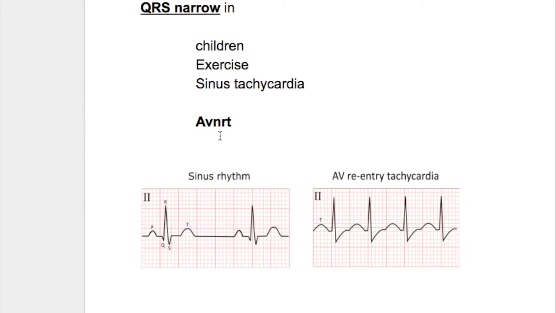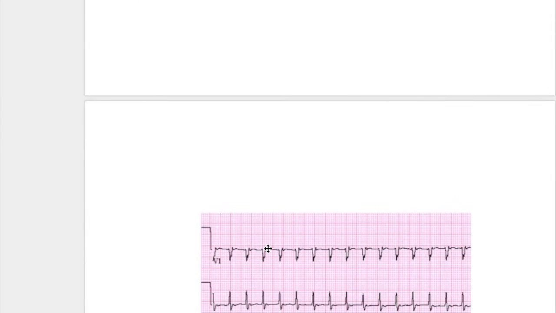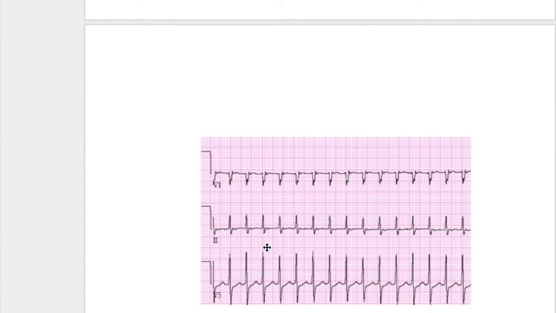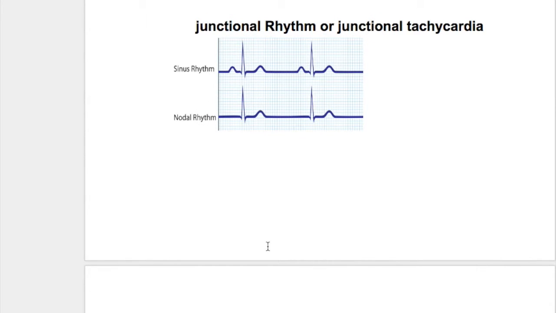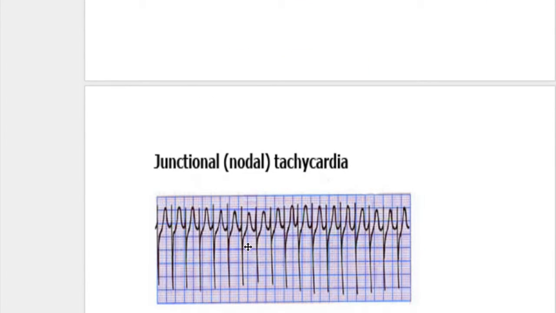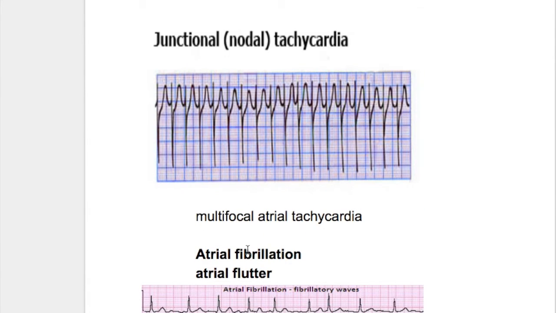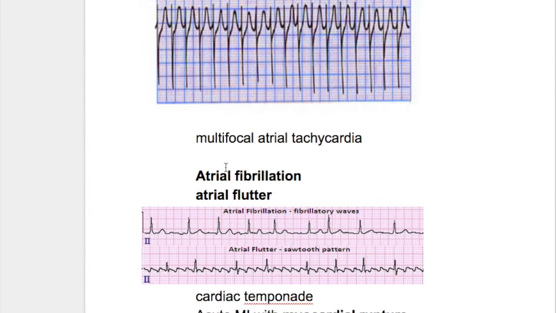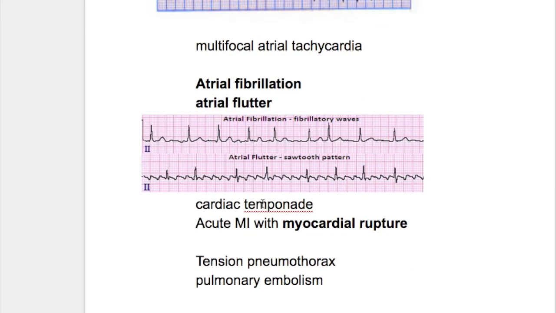atrioventricular nodal re-entry tachycardia. See here, and this is also atrioventricular nodal re-entry tachycardia. The other cause is junctional rhythm or junctional tachycardia. So this is junctional or nodal tachycardia. The other causes are multifocal atrial tachycardia, atrial fibrillation, and atrial flutter, cardiac tamponade, and acute MI with myocardial rupture.